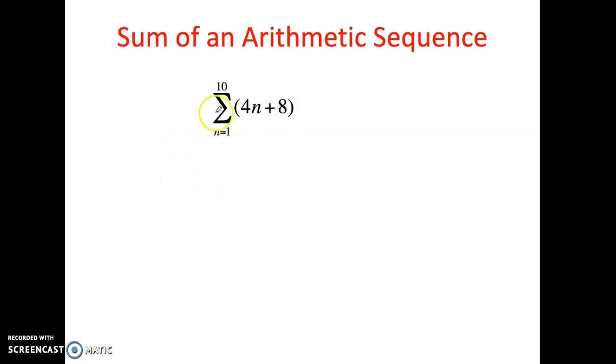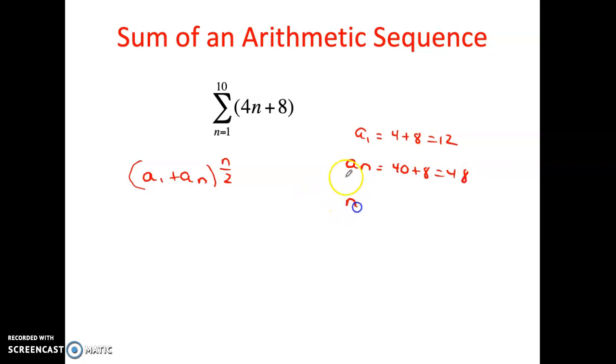So we want to find the sum of an arithmetic series. The formula is a sub 1 plus a sub n times n over 2. That will give us the sum. So for our a sub 1, substitute 1 in there, and you're going to get 4 plus 8, which is 12. For a sub n, you're going to substitute 10 in there. So you're going to get 40 plus 8, which is 48.